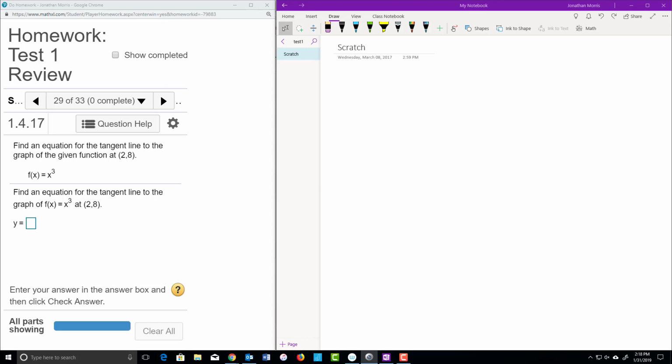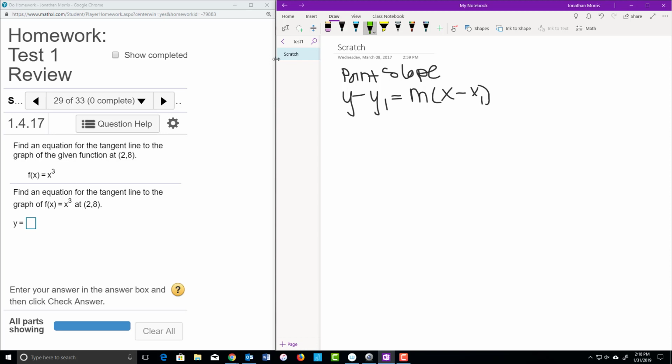In 29, in order to find the equation for the tangent line to the graph of the given function, well, first of all, if you're finding the equation of a line, the equation of a line is y minus y sub 1 equals m times x minus x sub 1. This is called the point slope formula, and this is what we use to find the equation of a line. And if you'll notice in the point slope formula, you have a y value, you have an x value, and you have a slope.